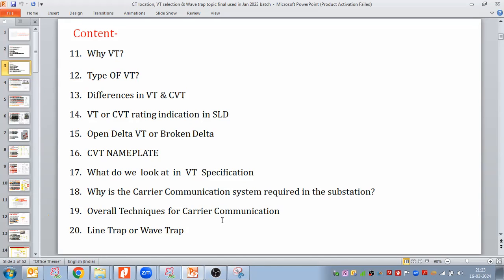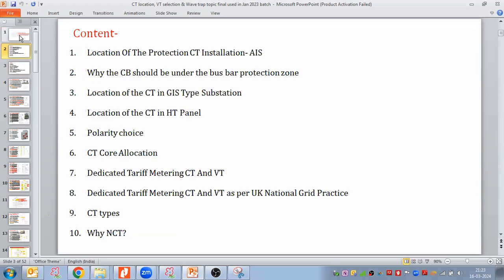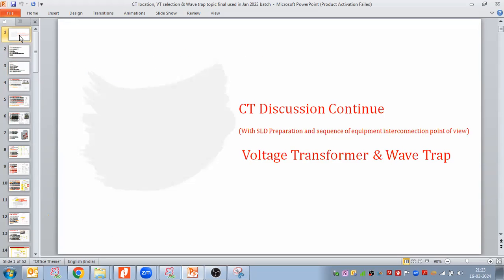So I'm dedicating my extra time, so I need your extra attention. That is the only request I have. So I have given the name: discussion with SLD preparation and sequence of equipment interconnection point of view.